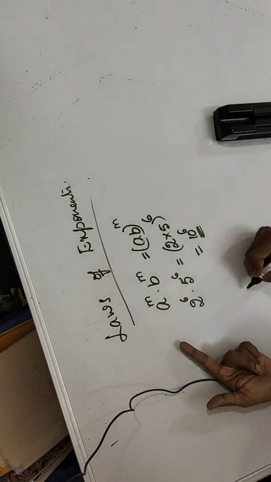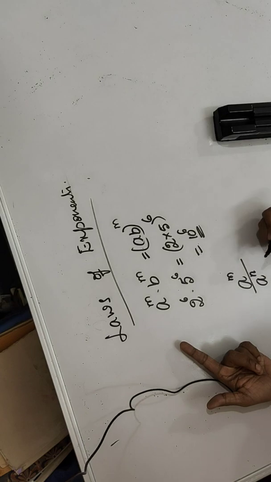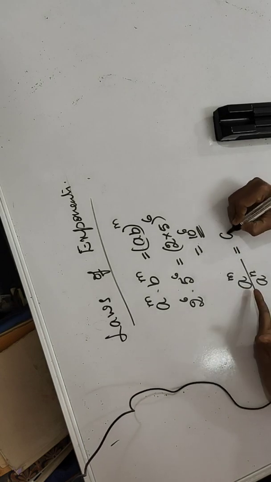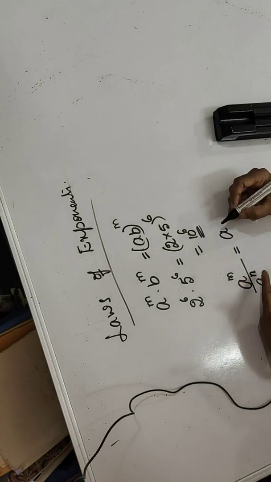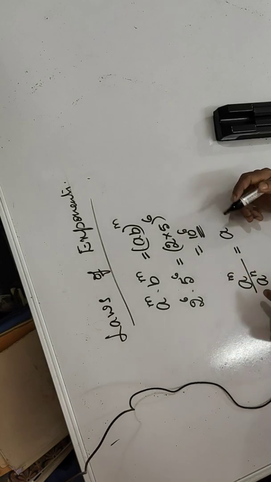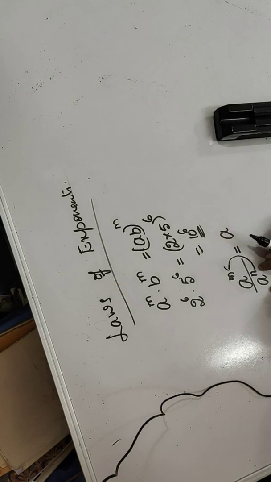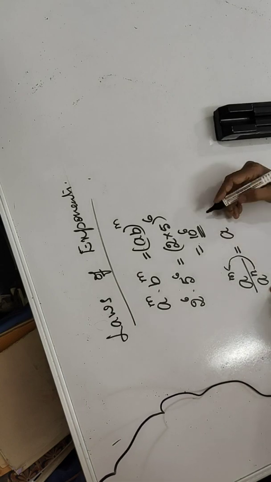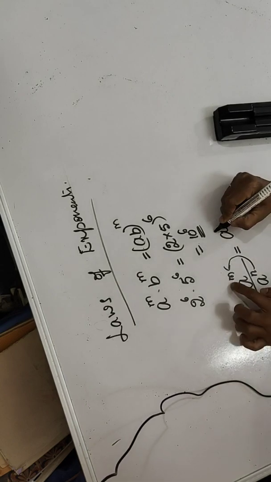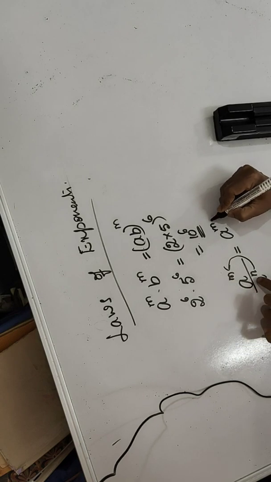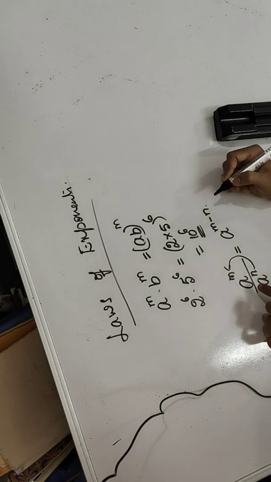Okay. Next, if the bases are the same in division, we have to write the base and take the power up. While taking this power up, the sign will change. If the plus sign is there, it becomes minus. This one you have to write as it is. Now it is plus here, so I have to write minus.